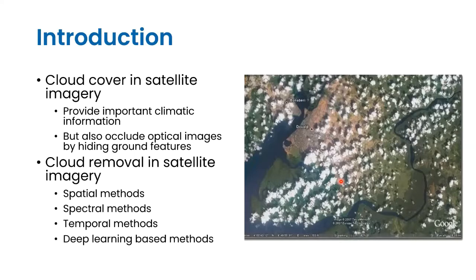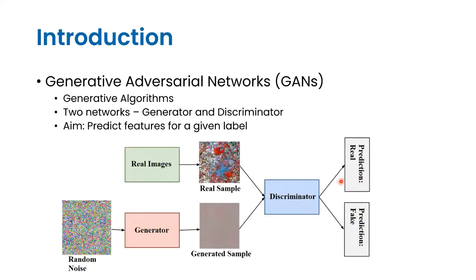Then we have temporal methods. These work on the idea of replacing a cloudy pixel with a non-cloudy pixel of an image which is temporally close of the same region. Then we have deep learning based methods. Recently, artificial intelligence has pushed through in the remote sensing applications, and deep learning based methods have been very promising in cloud removal. One such deep learning method is called generative adversarial network, which has shown very promising results.